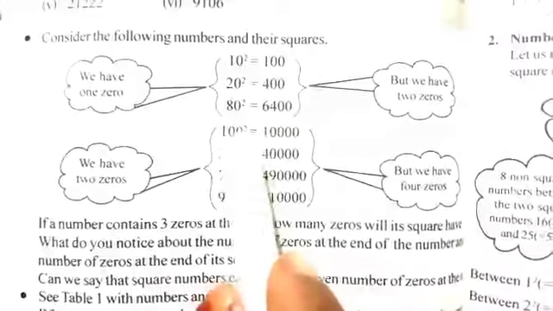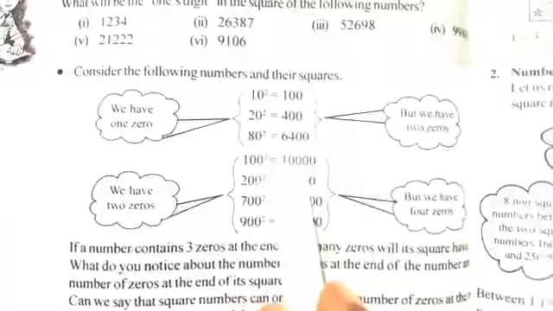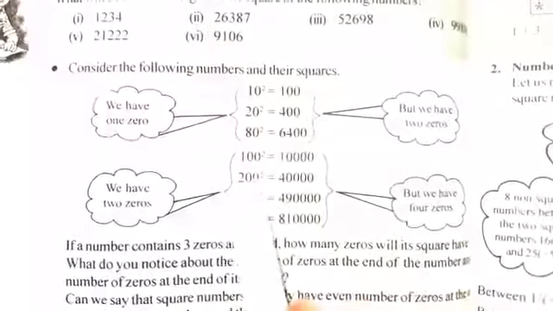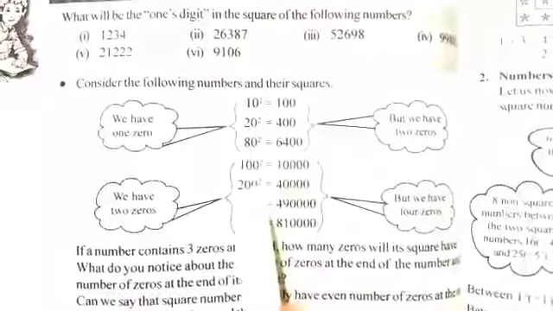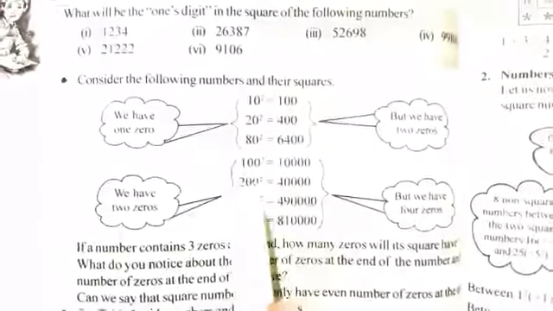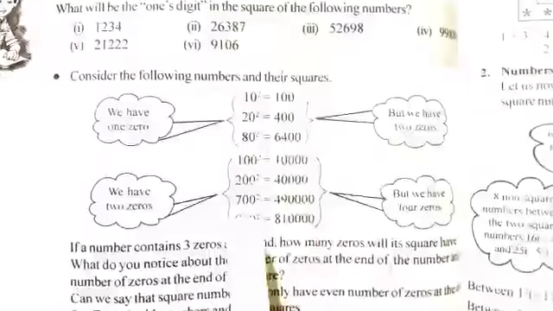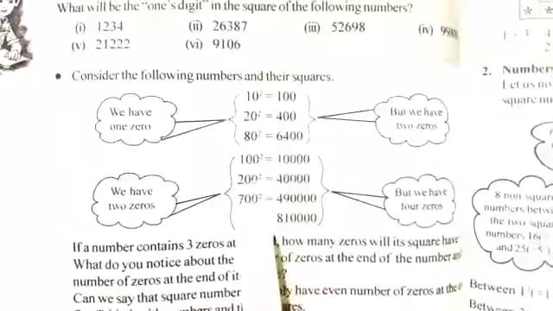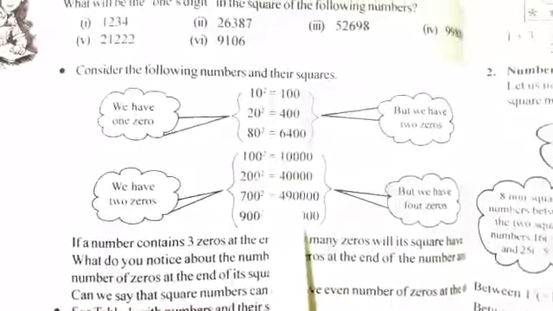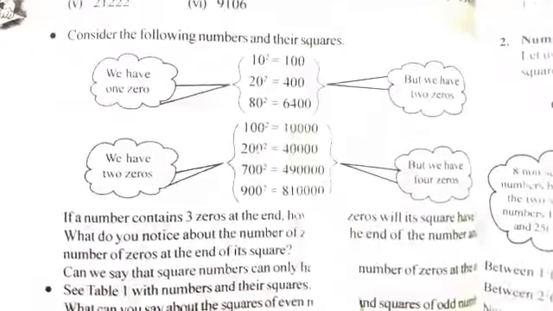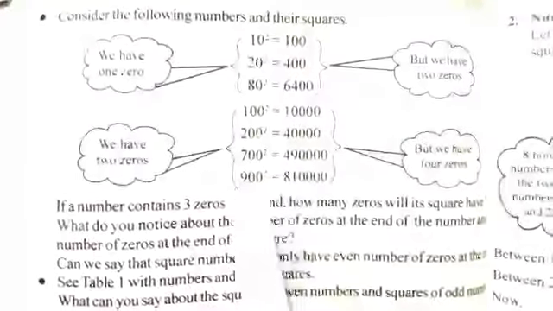Same like that, 100 square: 100 means double 0 we have, so we should write 4 zeros, 1 ones are 1. So we get 10,000. Same like 200 square: 200 means double 0 we have, here we should write 4 zeros, 2 twos are 4 we should write. So we are getting 40,000. 700 square: 700 means 2 zeros we have, here 4 zeros we should write, 7 sevens are 49. So we'll get 490,000. Here 900 square: 900 means 4 zeros we should write, 9 nines are 81.